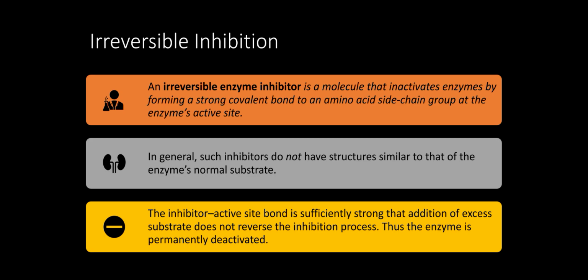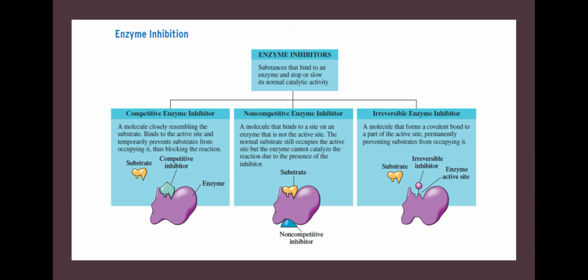The last type of inhibition is irreversible inhibition. An irreversible enzyme inhibitor is a molecule that inactivates an enzyme by forming a strong covalent bond to an amino acid side chain group at the enzyme's active site. In general, such inhibitors do not have structures similar to the enzyme's normal substrate. The inhibitor-active site bond is sufficiently strong that addition of excess substrate does not reverse the inhibition process. Thus, the enzyme is permanently deactivated. This is the summary of enzyme inhibition.